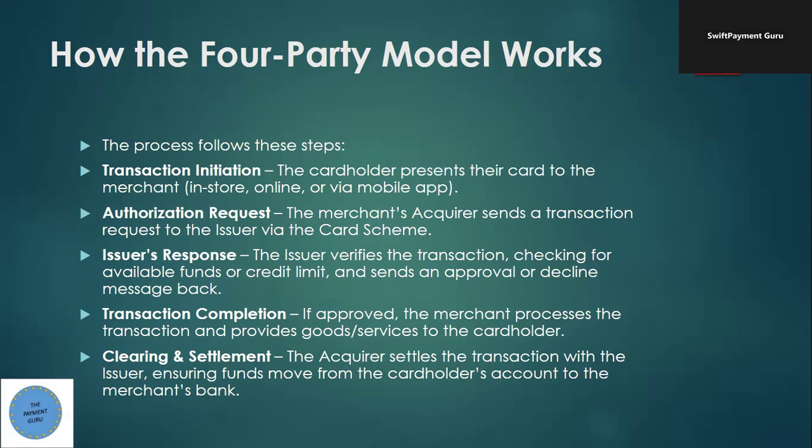So how does the four-party model work? The process begins with the transaction initiation. First things first, the cardholder presents their card to the merchant in store, online, or via mobile app. The second thing is the authorization request. That is, the merchant's acquirer sends a transaction request to the issuer via the card scheme.